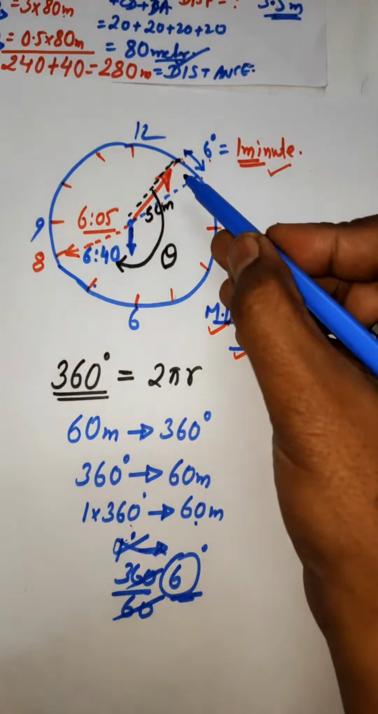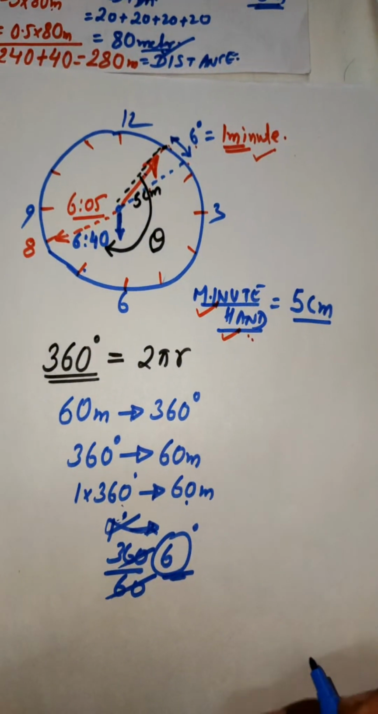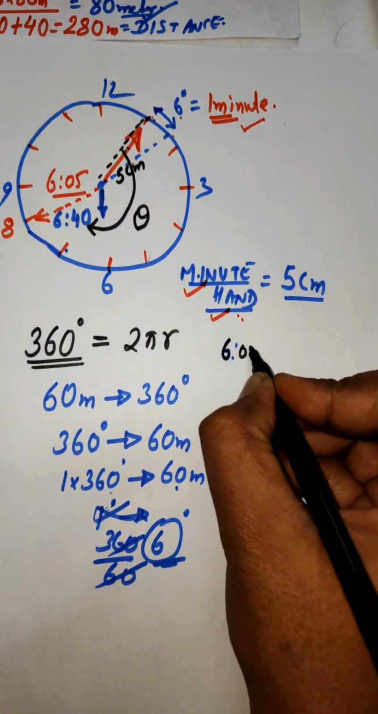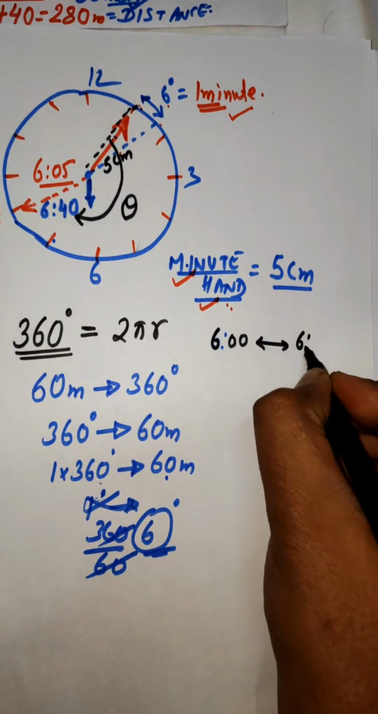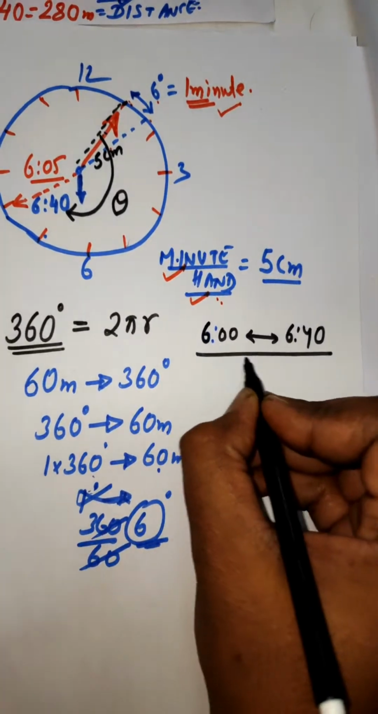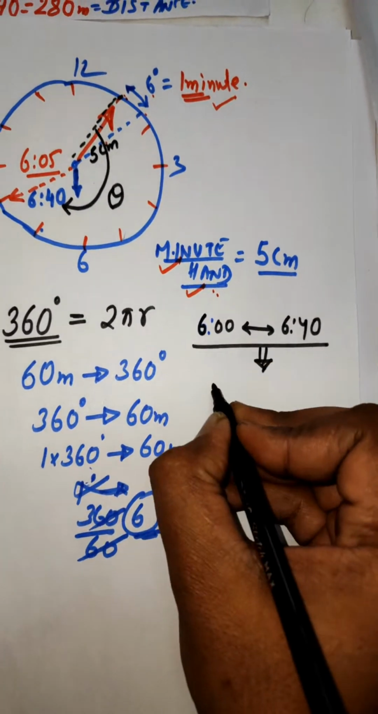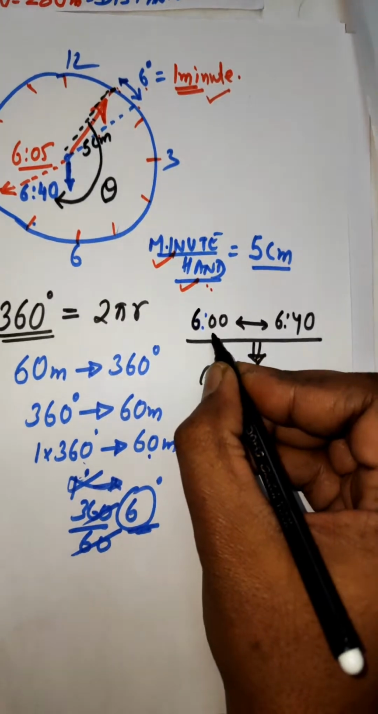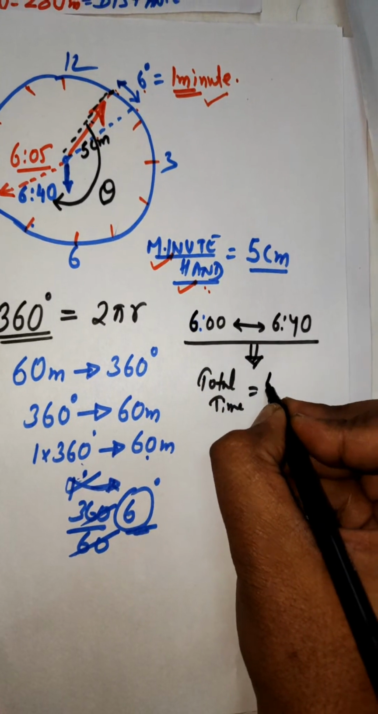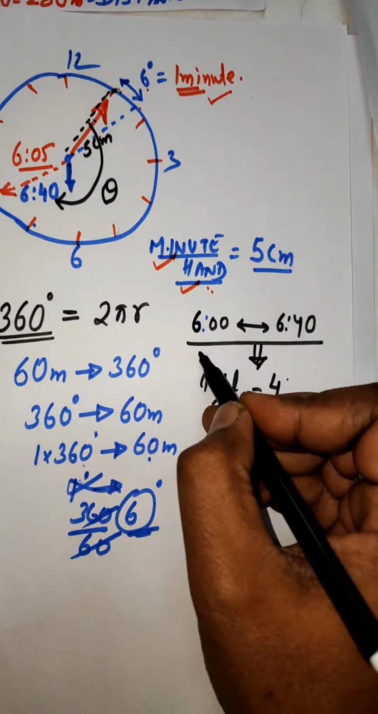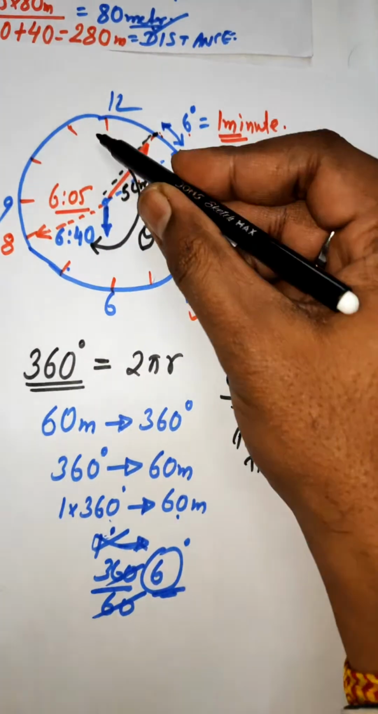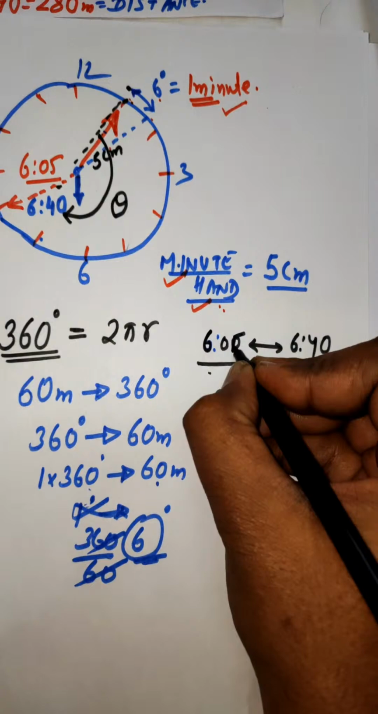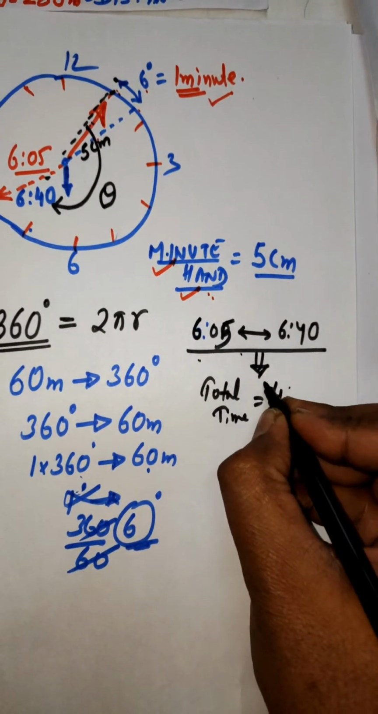So when the minute hand covers an angular displacement of 6 degree, we can say it covers 1 minute. Now we covered from 6 to 6:40. Let us mention the time from 6 to 6:40, how much is the total time covered? Total time will be 6:40 minus 6, that will be 40 minutes. No, the initial position was at 6:05 here. So from 6:05 to 6:40, he is covering 35 minutes, isn't it?